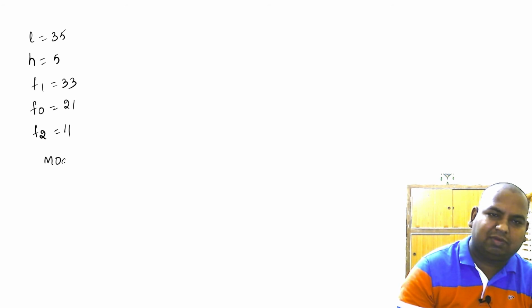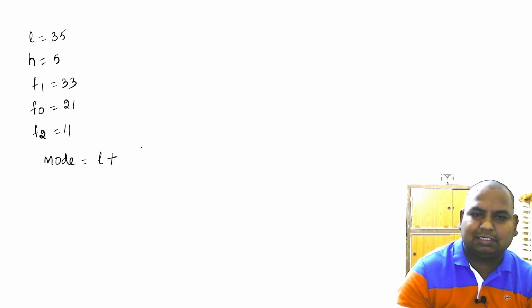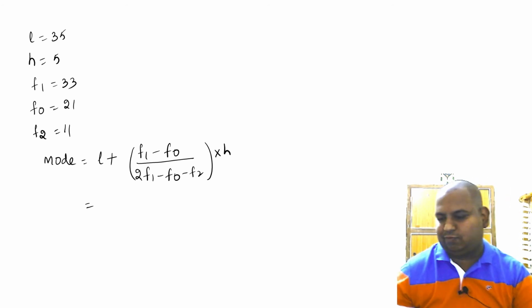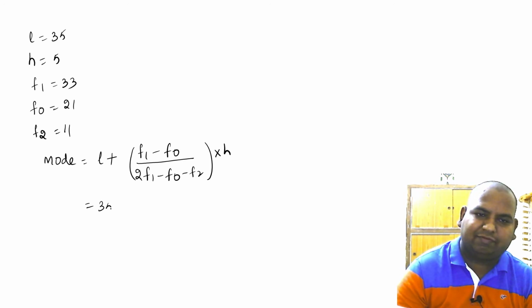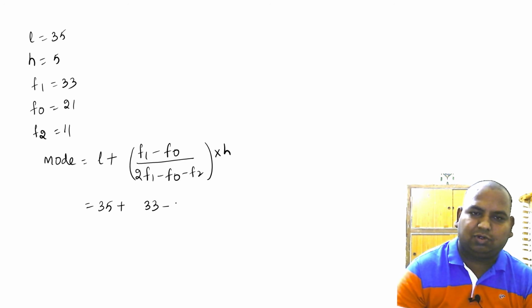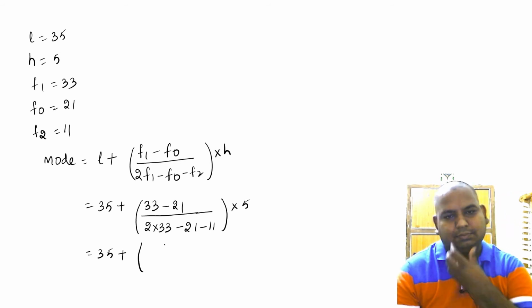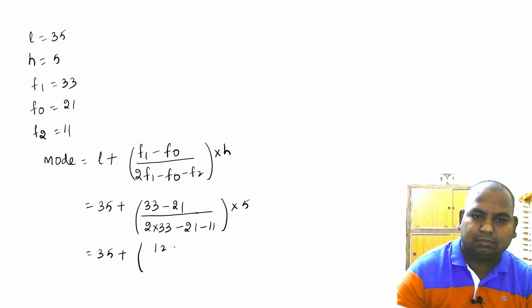Now substitute the values in the formula. Mode is equal to l plus (f1 minus f0) by (2f1 minus f0 minus f2) into h. l we have 35, so 35 plus f1 33 minus f0 21, by 2 into 33 minus f0 21 minus f2 11, into h is 5. 35 plus 33 minus 21, that is 12, by 66 minus 21 minus 11, that is 34, into 5.